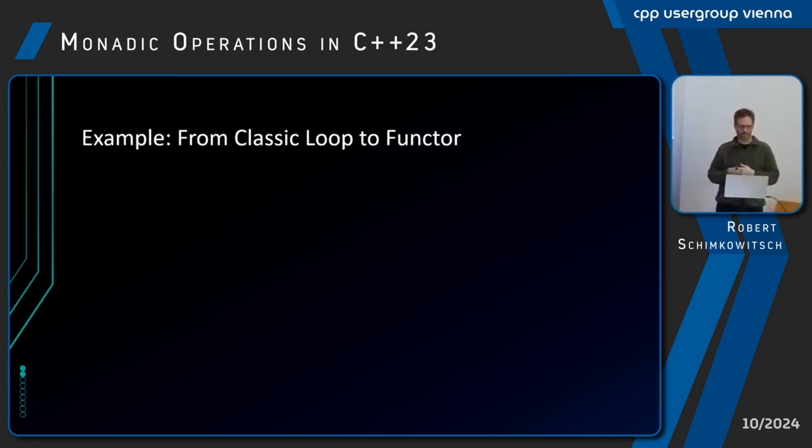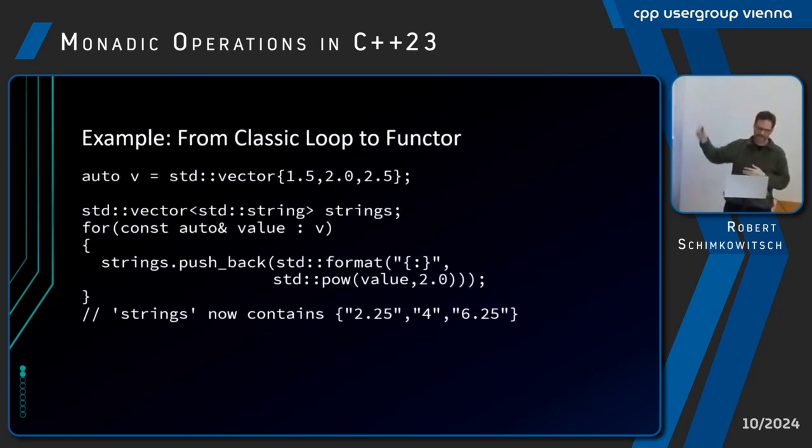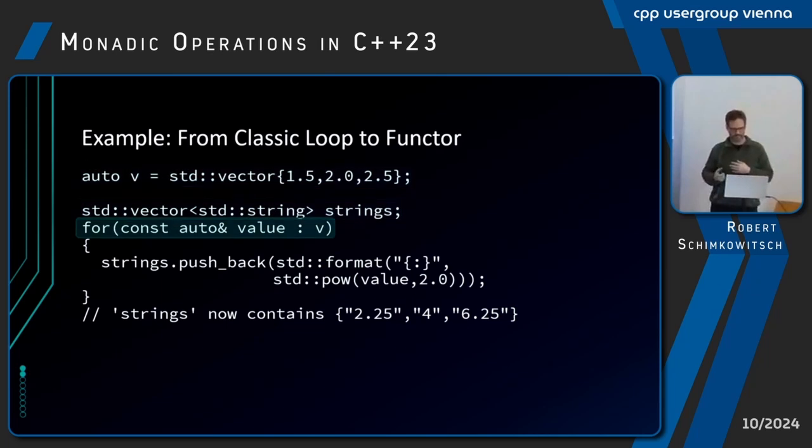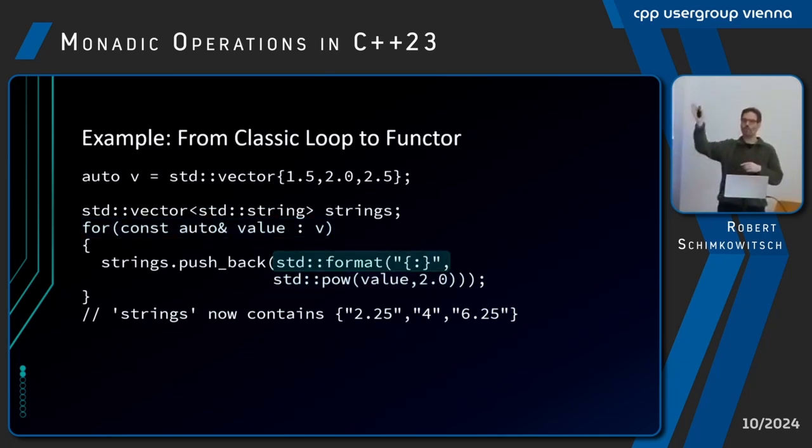But let's look at an example. I have a classic loop here, and we are going to show how to transform it into functor-style code. So I have a vector of doubles, and I prepare a vector of strings for our results. Then we loop over our doubles. Okay, what are we going to do here? We square the value, and then we format it as a string using std::format, a C++20 facility. And then we push it into our result vector. And at the end, we have a vector that contains our squared values as strings.